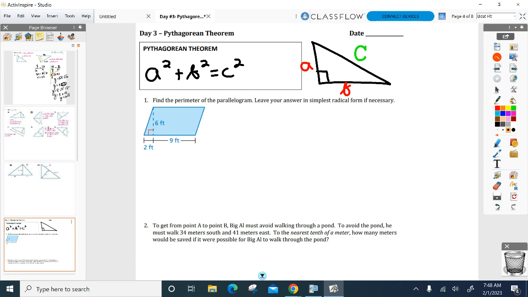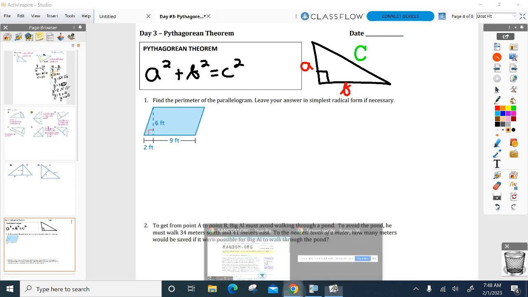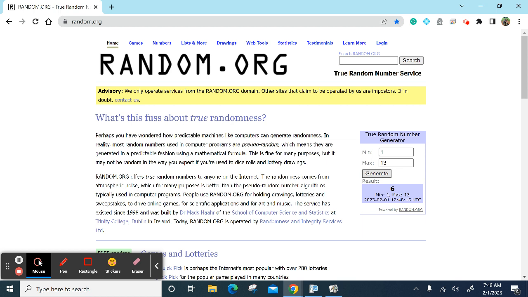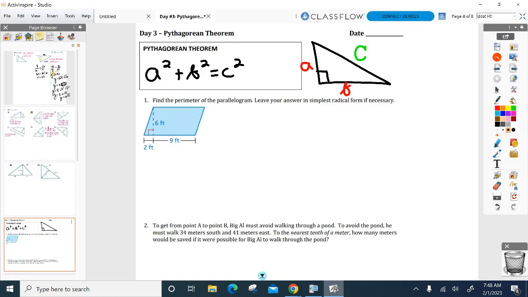So I want to use Pythag in a different way today. Take a look at my parallelogram. Find the perimeter for me, and we're going to leave our answer in simplest radical form. Parallelogram, what do you know about opposite sides? They're congruent. So does everyone see how one side's 11 at the bottom? So automatically the opposite side will be 11. Opposite sides congruent.